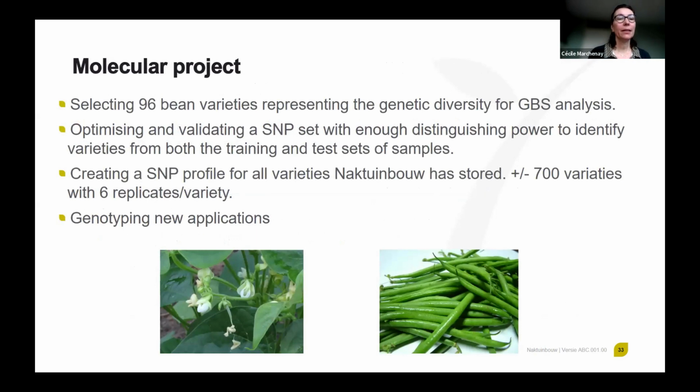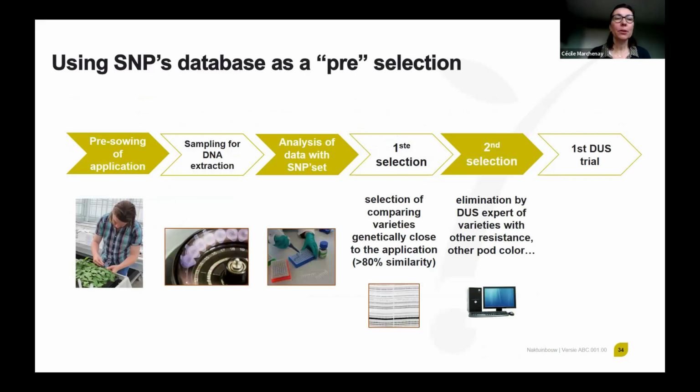So how it looks: we already did a selection of 96 bean varieties representing the whole genetic diversity in a genotyping by sequencing analysis. We even included other growth types, for example climbing beans, the whole collection. Then we optimize and validate, we are still at this step, the SNP set with enough distinctness power to segregate or identify the different varieties. And at the end, we need the SNP profile for all the varieties stored. So in total, we had 700 varieties in our database, and we did this work with 6 replicates for each variety. And the aim is that each year we will include in genotyping each new application and include that in this database.